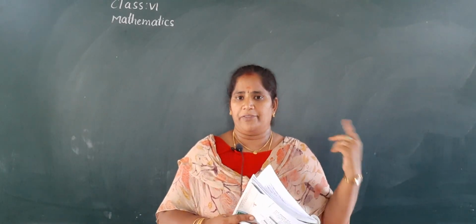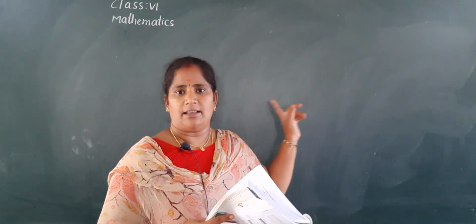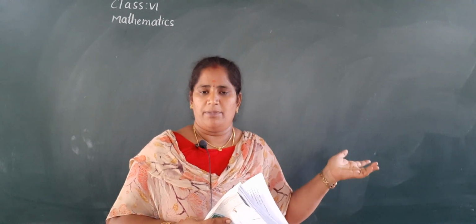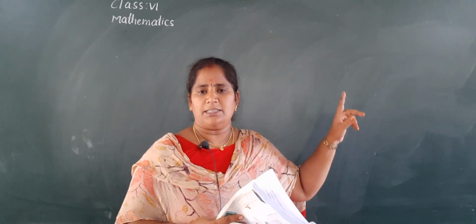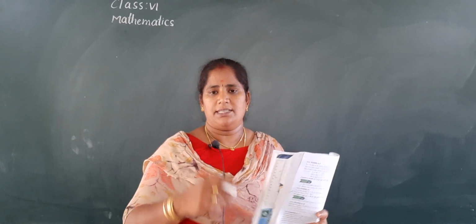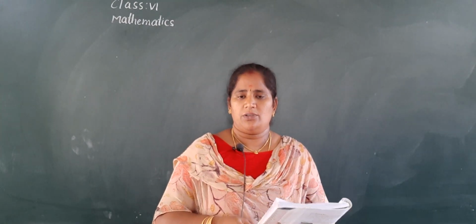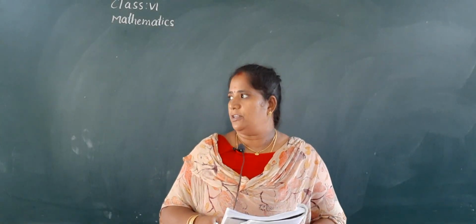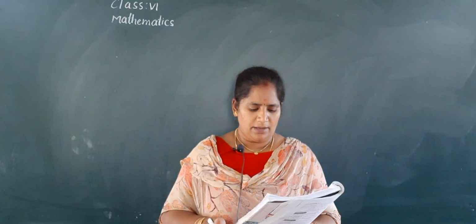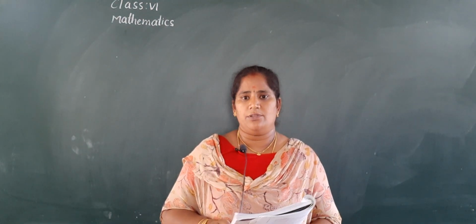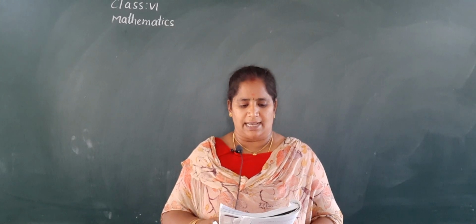In the divisibility by 4 also, the number formed by its last 2 digits is divisible by 4, or if the ones and tens places have 2 zeros, that means 0, 0, then that number is divisible by 4. So these are the divisibility rules we have learnt in the previous class.